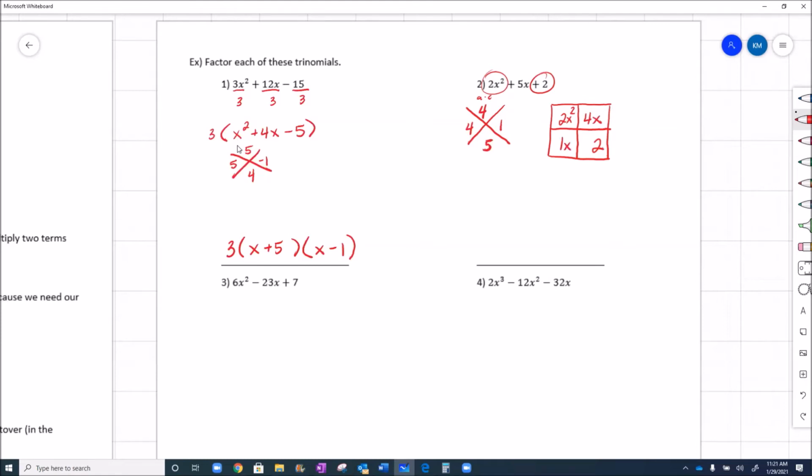Now I go through each row and each column and take out the GCF. My GCF between x and 2x squared is just x. My GCF between 4x and 2 is 2. My GCF between 1x and 2 is 1. My GCF between 2x squared and 4x is 2x. As I go through, all those products should happen inside the box. They do. And so my answer is 2x plus 1 and x plus 2.